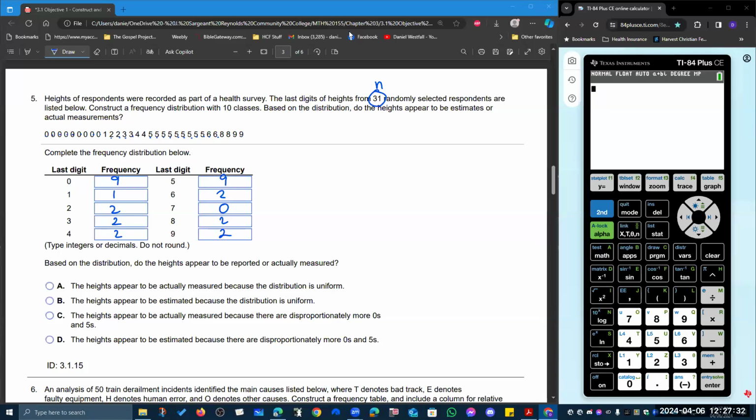All right, and then based on the distribution, do the heights appear to be reported, or, I guess that means rounded or actually measured? So they appear to be estimates because there's disproportionately more zeros and fives as the last numbers. So it looks like they were rounded values.